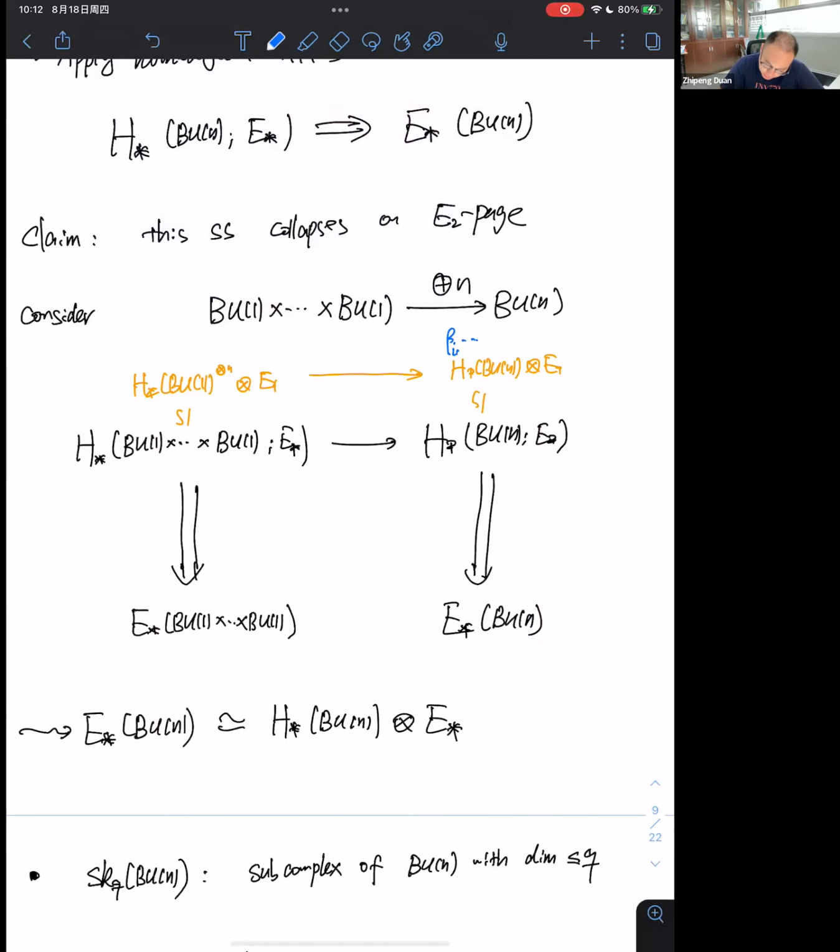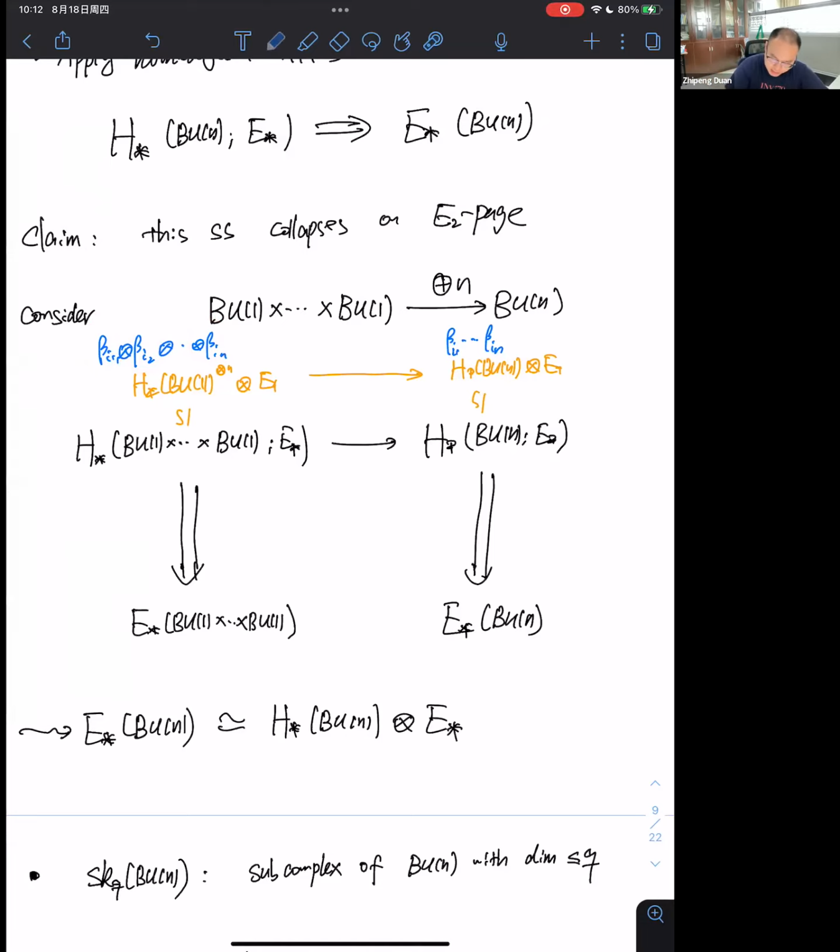the classes here, according to the previous result, the generators are monomials beta i1 times beta i2 times beta in. And this monomial actually comes from the left-hand side, from beta i1 tensor beta i2, up to beta in. And according to our warming up example, in the homological Atiyah-Hirzebruch spectral sequence to calculate BU(1), those classes are permanent cycles because the spectral sequence collapses at the E2 page. So those classes are permanent cycles. Then the tensor product is also a permanent cycle.